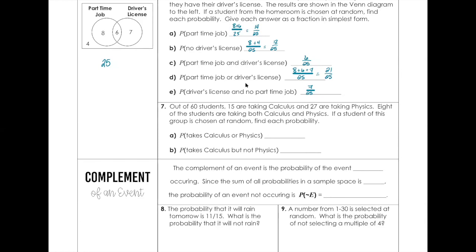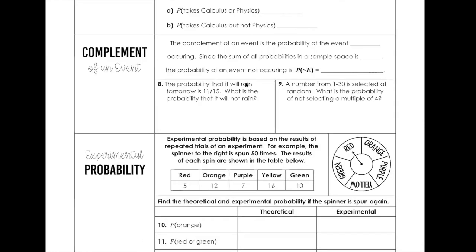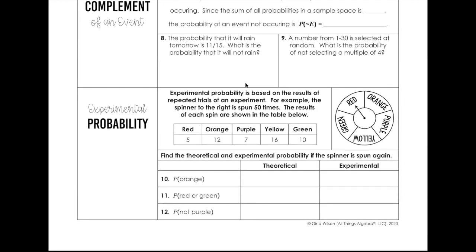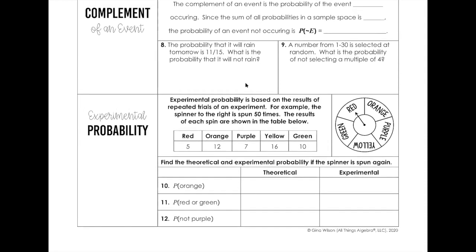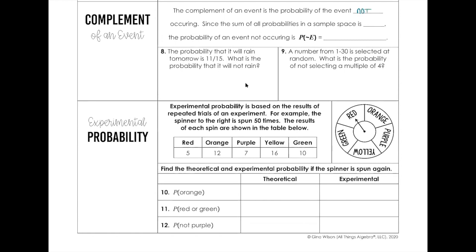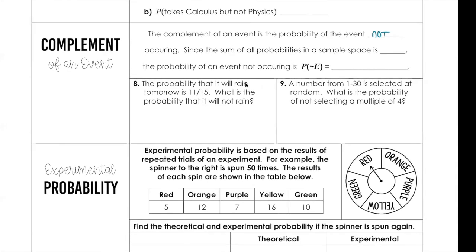Okay, the complement of an event, so something that's not going to happen. This is why I wanted to skip that one question and come back. So the complement of an event is the part of the event that is not going to occur. Okay, it is not going to happen. Since the sum of all probabilities in a sample space is 1, we want to find the probability of it not occurring. So 1 minus, because this is our total probability, 1 minus the probability of the event occurring.